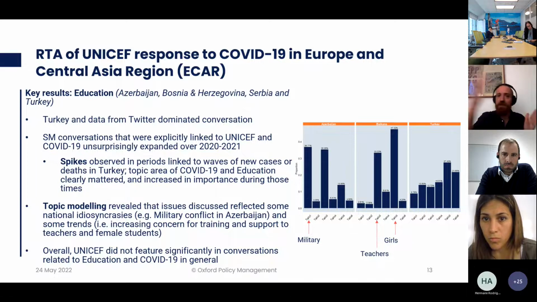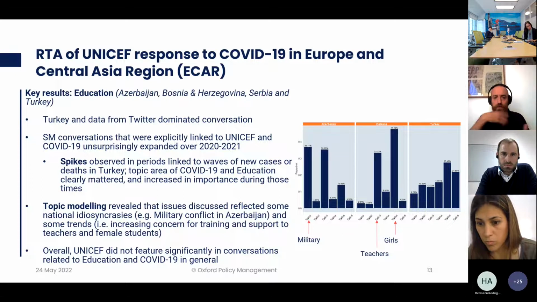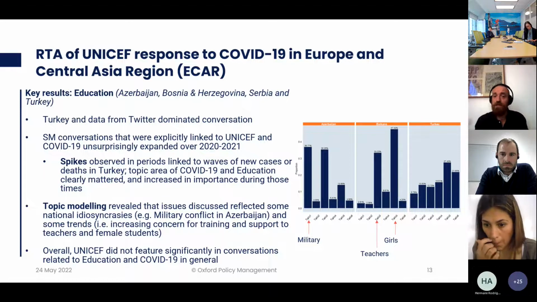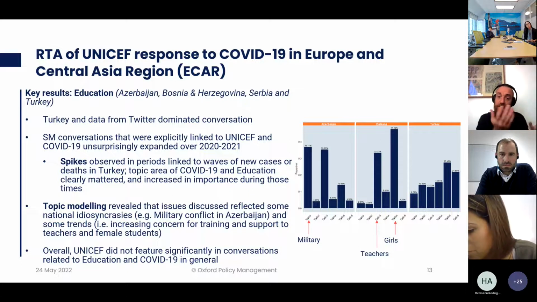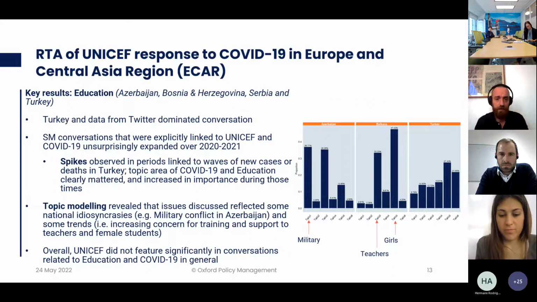And we observed spikes in the data, and we could link them to waves of new cases or deaths in Turkey. This really dominated the conversation. The topic area of COVID-19 and education clearly mattered. So this conversation also expanded and it increased in importance during these times. What we then did is some additional topic modeling on these social media data in order to understand whether specific issues in these conversations could be identified as being important.